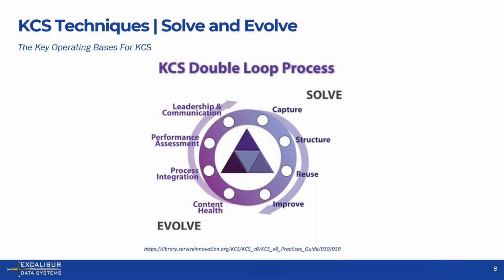One is more tactical and front end, and that would be what's called the solve loop, which you can see on the right-hand side of the loop. The other piece is what's called the evolve loop, and that is the more strategic and more analytical side of the KCS methodology. The evolve loop really depends specifically on the solve loop being not only in existence, but operating in an effective manner. And the evolve loop really doesn't exist without the solve loop there.